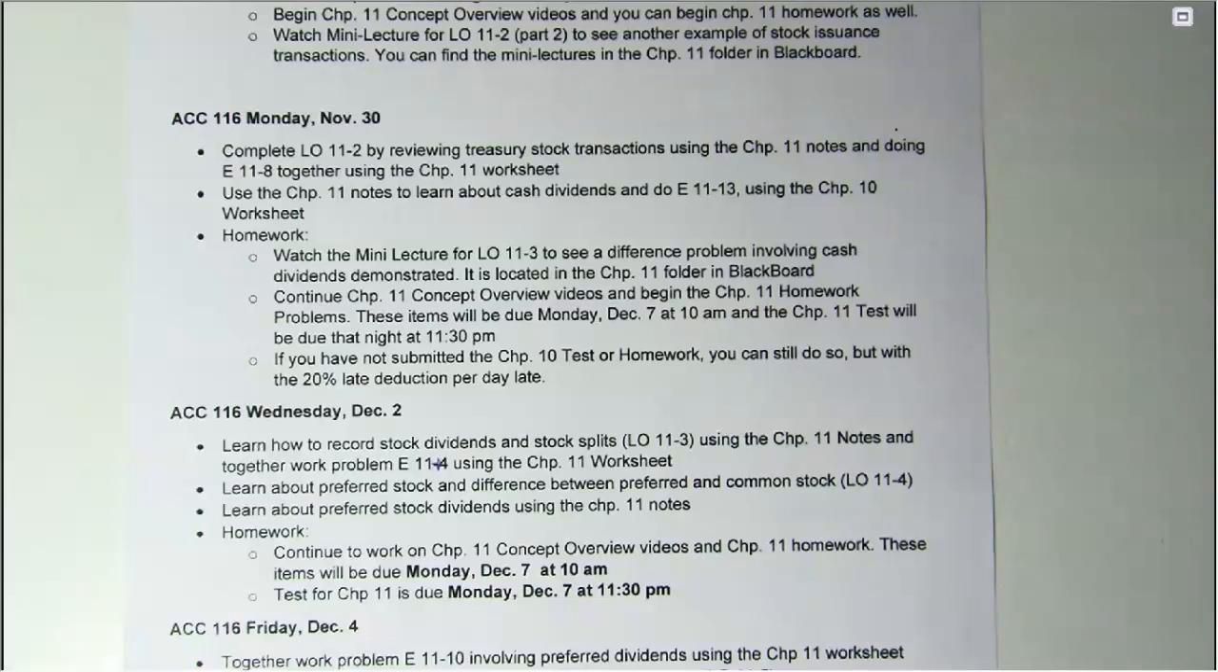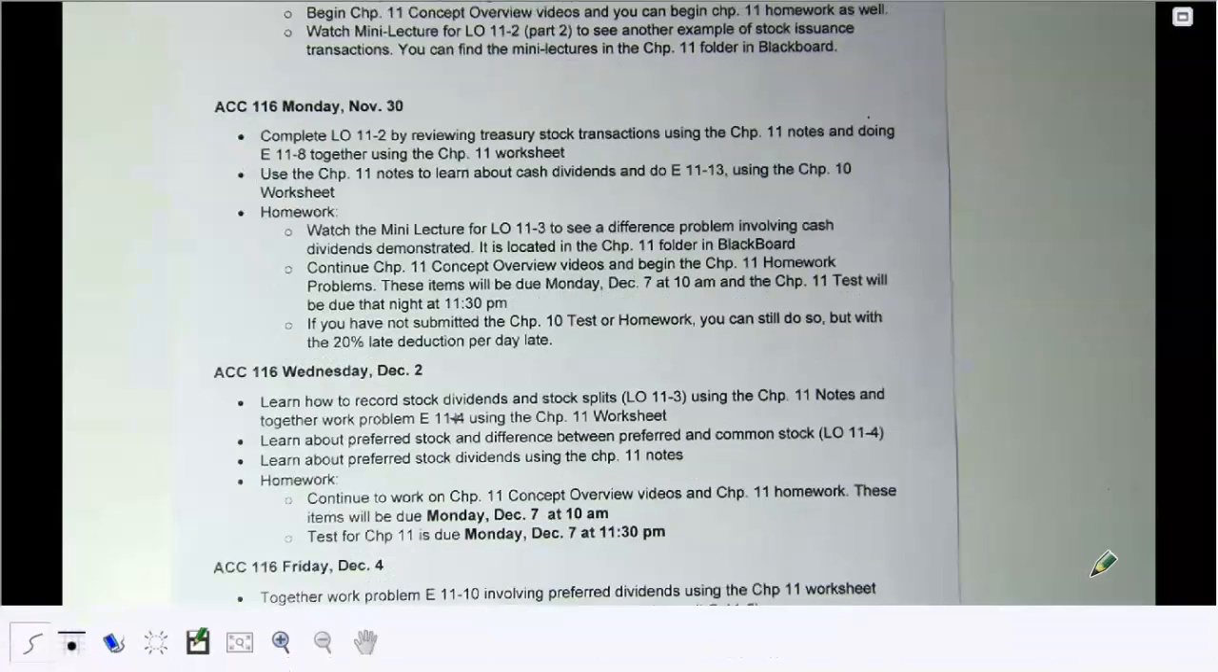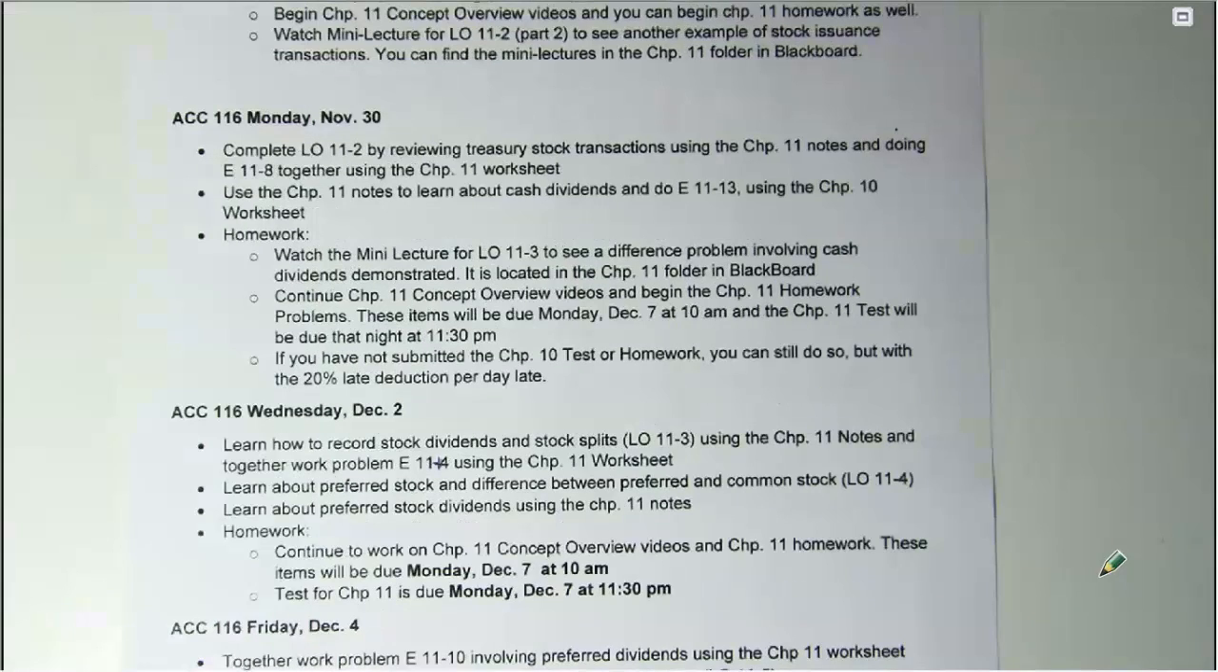Okay, so I hope everyone had a good Thanksgiving break. We're going to continue on today with Chapter 11. The last time we were together, let me just mark one more person in here. Let's get Stephen in here.